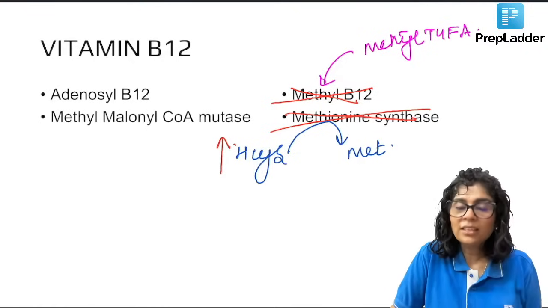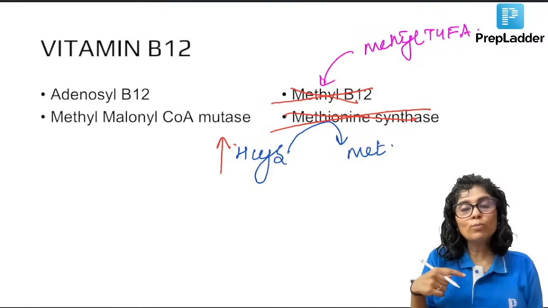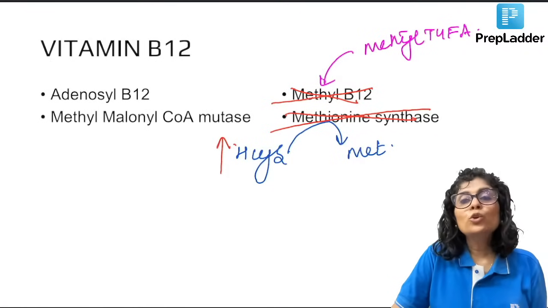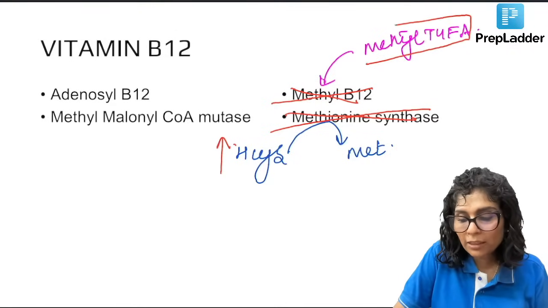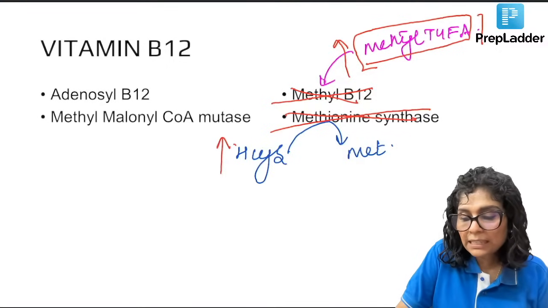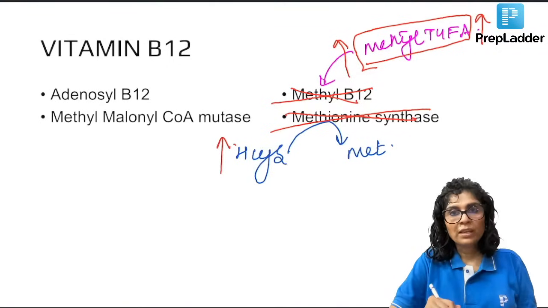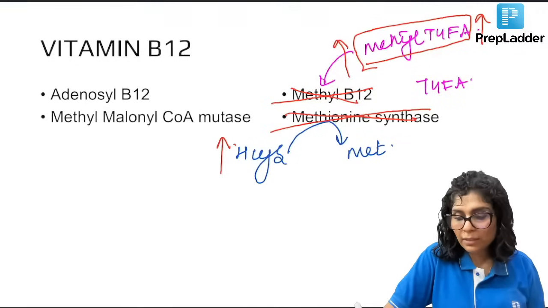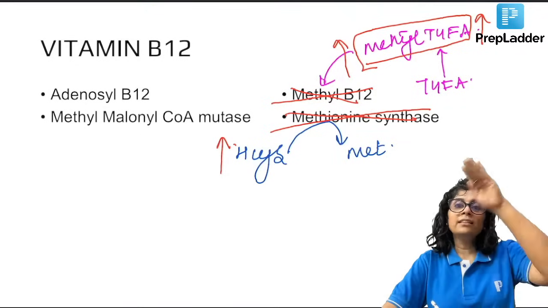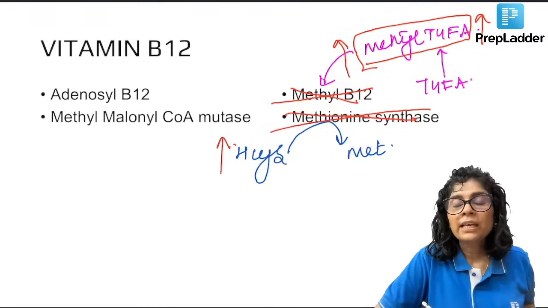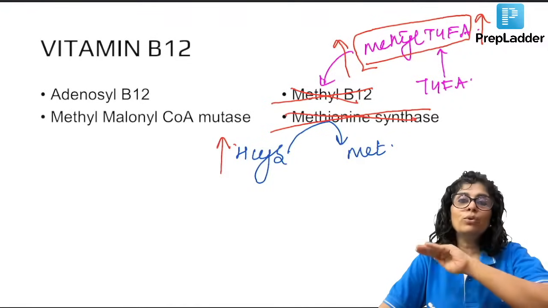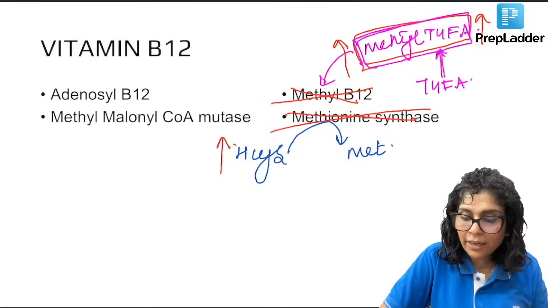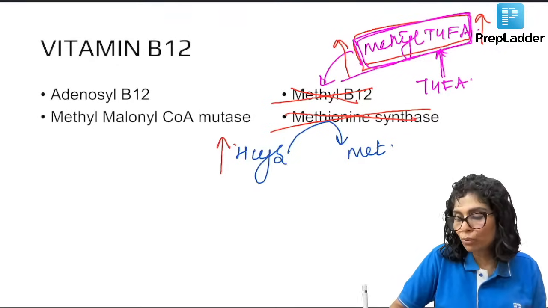Do you all understand this? And that is why B12 deficiency causes homocysteinuria. Another effect of B12 deficiency is when there is no B12 to which tetrahydrofolate can donate its methyl group, all tetrahydrofolate will be trapped as methyl tetrahydrofolate. Do you all understand this? In your body, any tetrahydrofolate that is available becomes methyl tetrahydrofolate. Then this methyl group has to be donated to B12. If there is no B12, methyl tetrahydrofolate cannot donate its methyl group. So all tetrahydrofolate will be trapped as methyl tetrahydrofolate, and that is called the methyl folate trap.